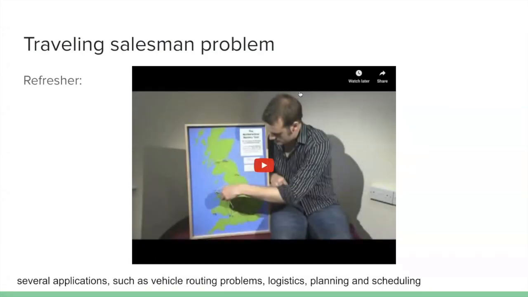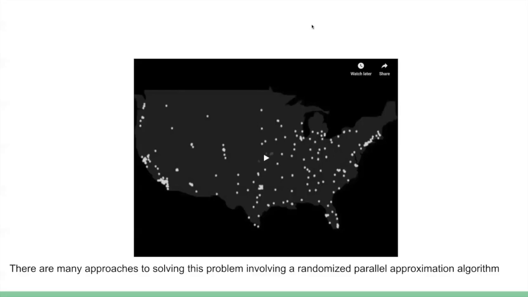So as he mentioned in the video, the only thing you can really do for a traveling salesman problem would be randomization, because there's no mathematical solution to solving this. There are several applications, including solving vehicle routing problems, logistics planning, and scheduling. So here's another quick video that kind of just shows you how that randomization would work.